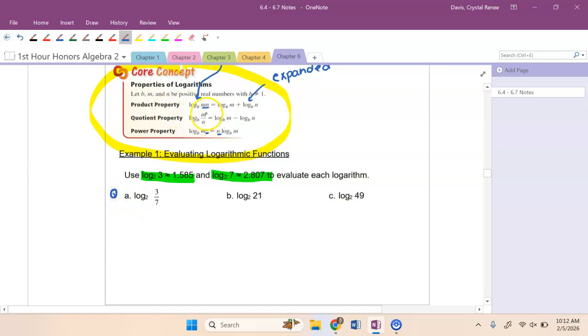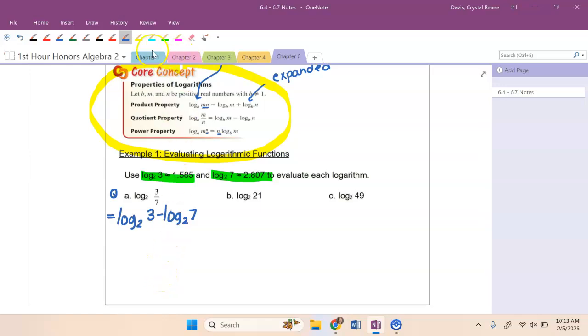The quotient property tells me if we have a fraction, we can simply expand it by subtracting top over bottom, numerator over denominator. And yes, it is important that it's numerator minus denominator, because we all know a minus b does not equal b minus a. So this could also be written, using the quotient property, as log base 2 of 3 minus log base 2 of 7.